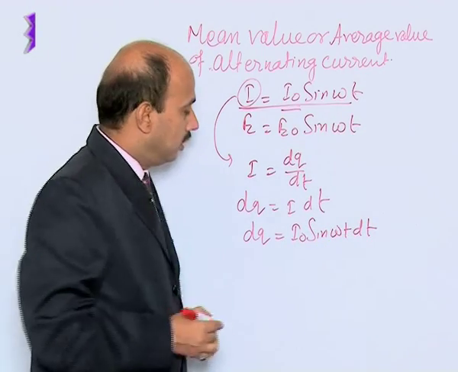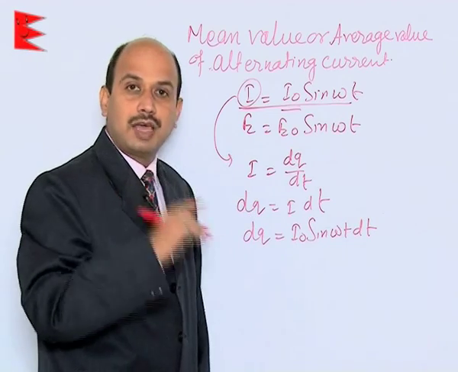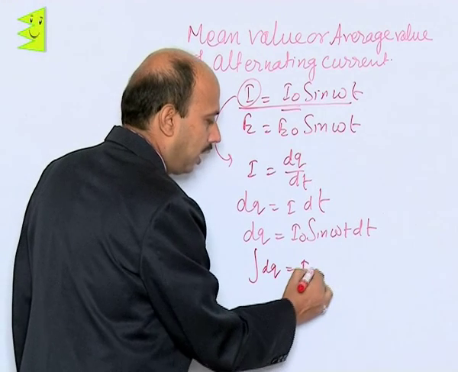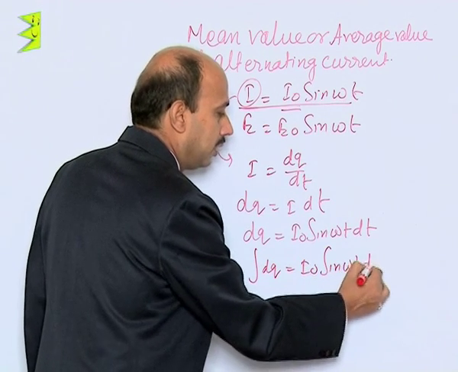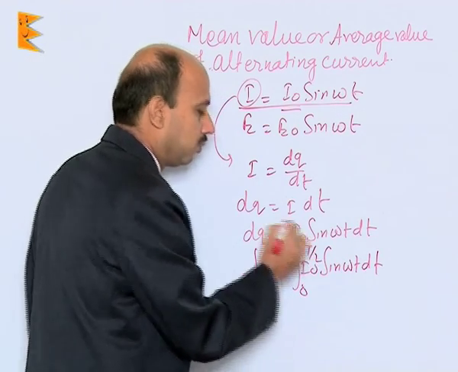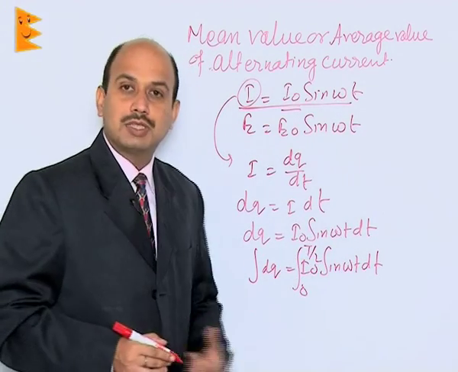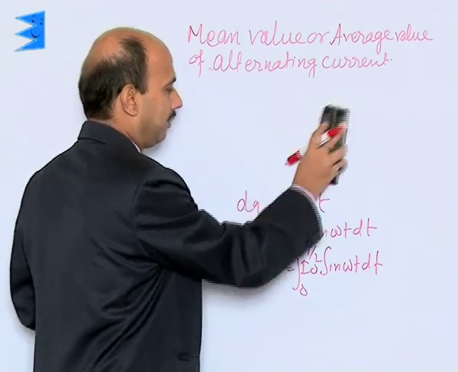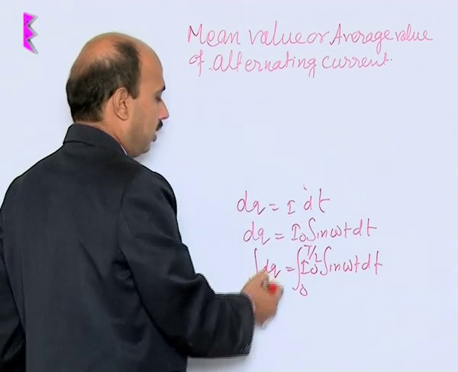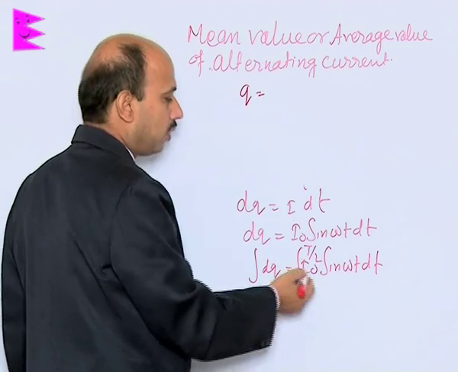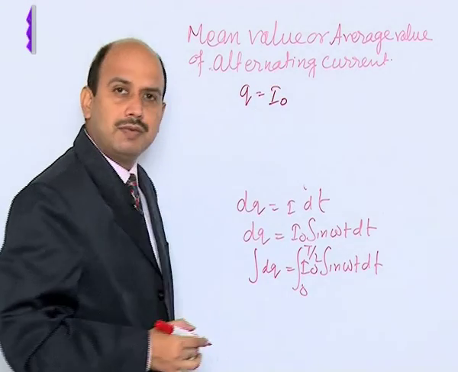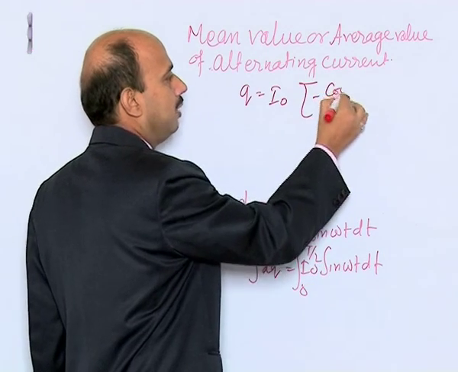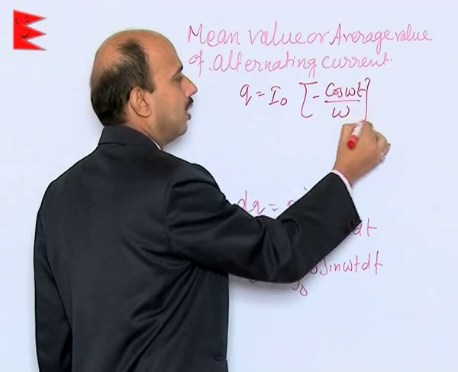Now we have to calculate the charge supplied by this AC in the half time interval, that means the first positive half cycle. So we can integrate dq is equal to I naught sin omega t dt from 0 to T by 2, and calculate the total charge supplied by the AC in time interval T by 2. After integration, Q is equal to I naught, which is constant, the peak value of current, that can be taken out. The integration of sin omega t is minus cos omega t upon omega, from 0 to T by 2.